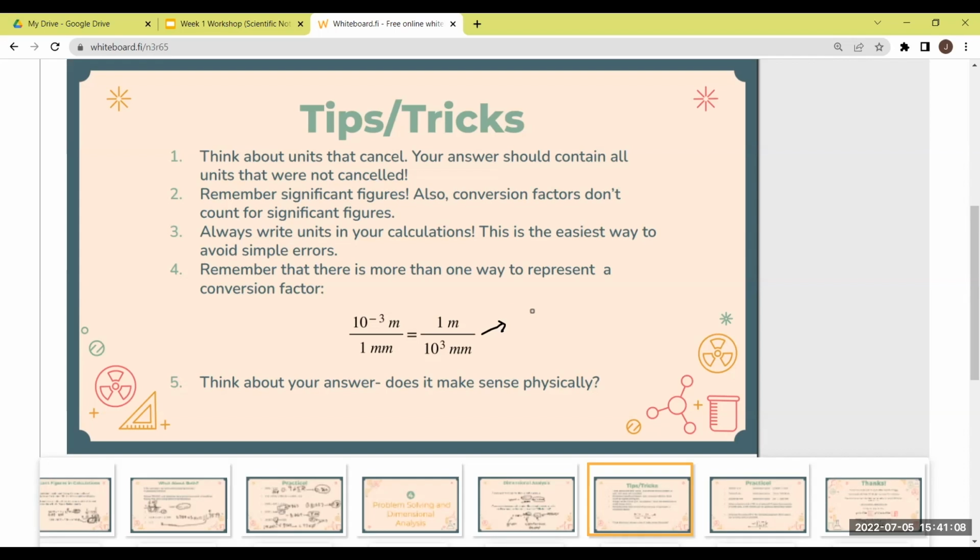Sometimes I might see someone write, or I might see myself accidentally write, 10 to the 3 meters is equal to 1 millimeter. And that doesn't really make any sense because a meter is much larger than a millimeter. When you write the conversion factor like this, you're saying that you need 1,000 meters for 1 millimeter, which doesn't make sense. It's definitely not true. So you always want to think about your answer. Does it make sense?